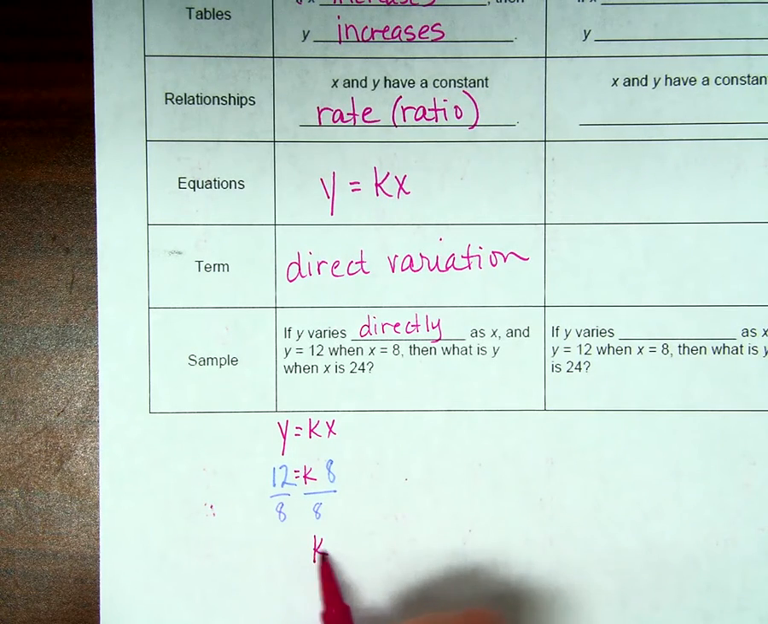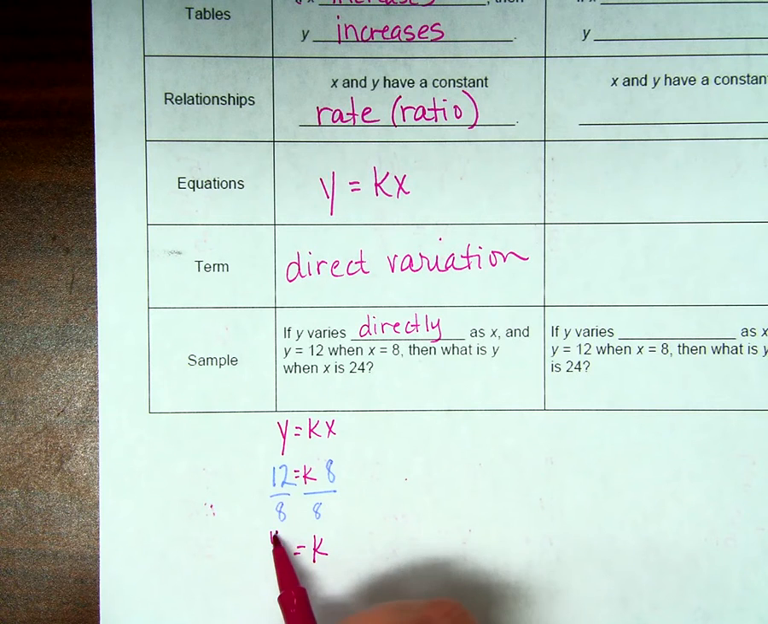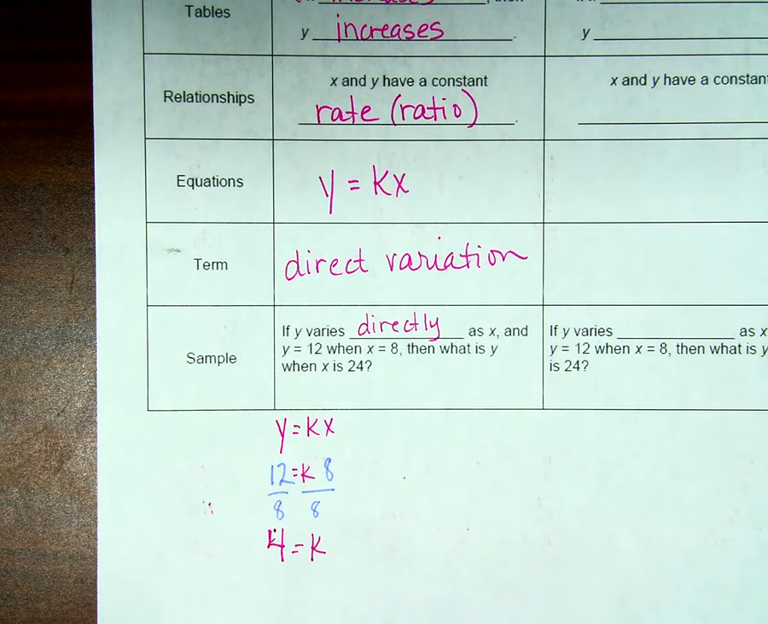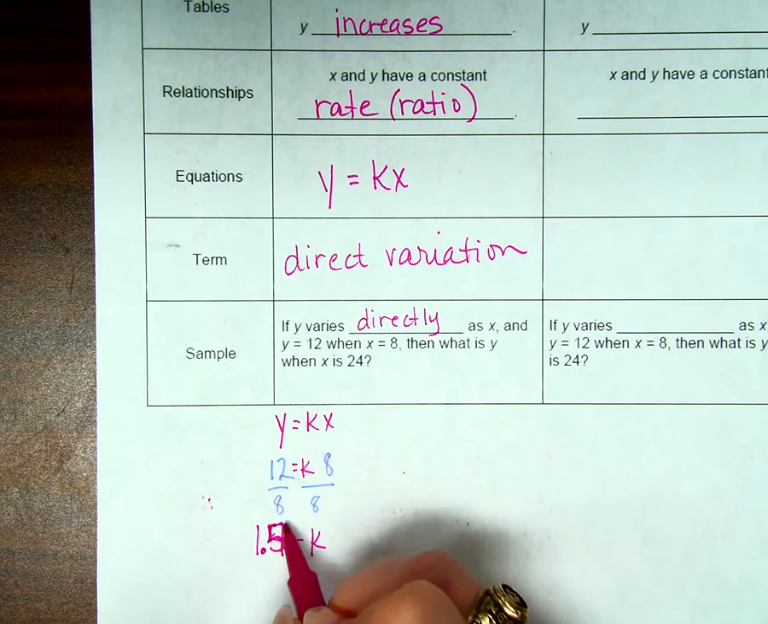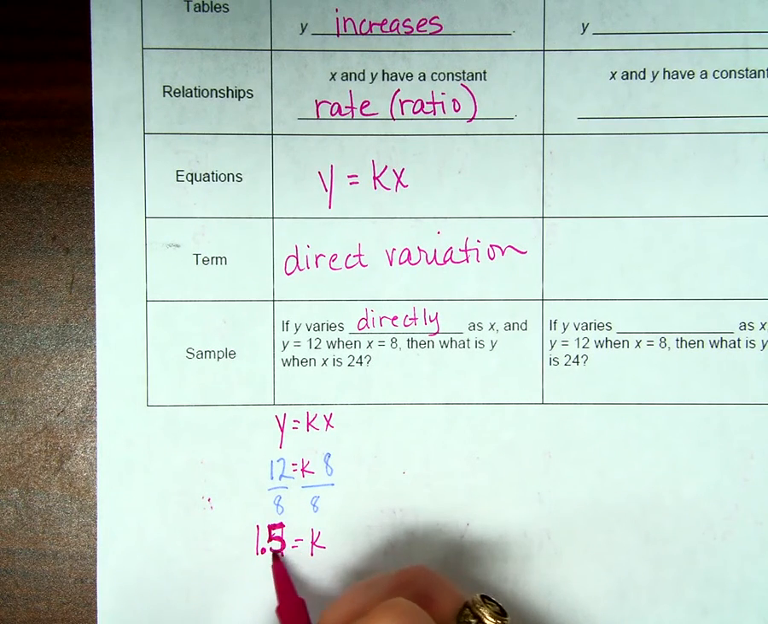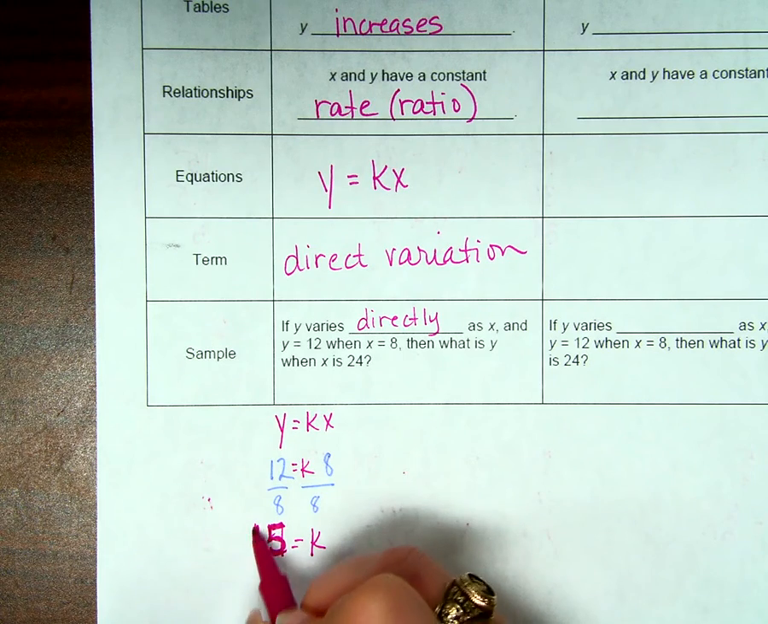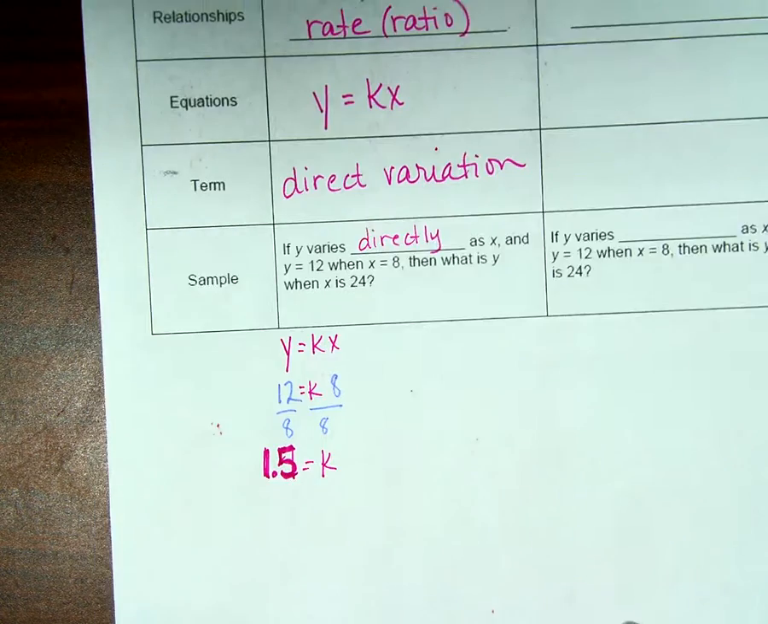So k equals 4. It doesn't equal 4. Is it 1.5? Yes, it is. We can fix it. Sometimes I just let you go to see what's happening. Trying to figure out what's happening in your brain.